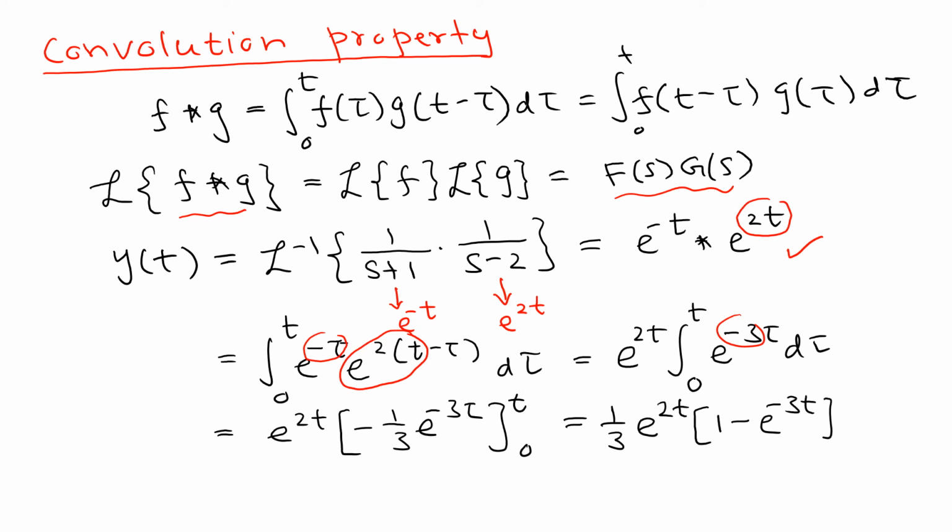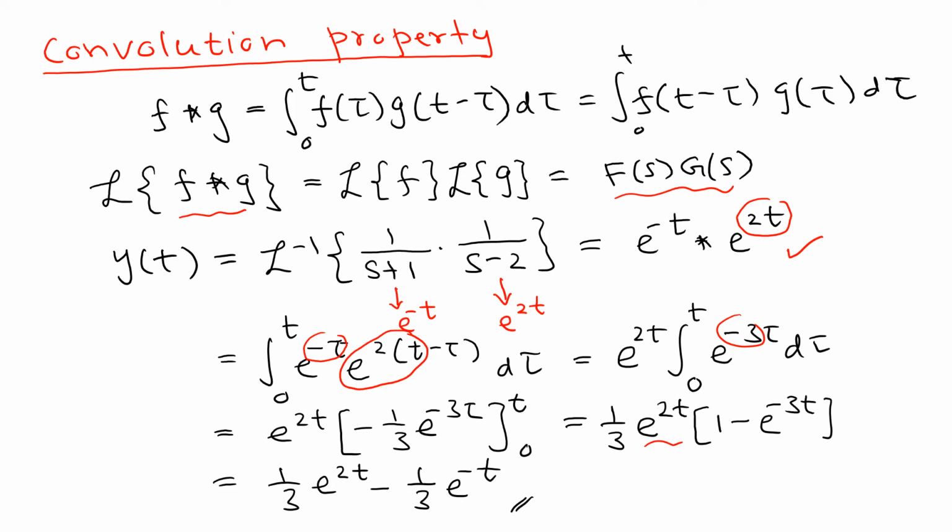Now we can distribute, we can multiply through. So when you multiply through, from the first term you get 1/3 e to the 2t, and from the second term you get e to the negative t. So that is the final answer after we finish the integral. Okay, so that's how we use the convolution theorem to solve a problem.